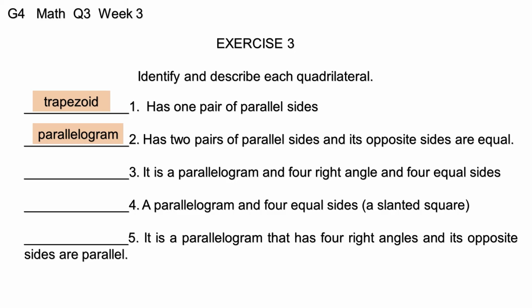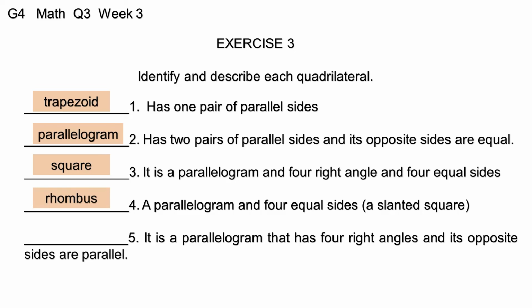It is a parallelogram and has 4 right angles and 4 equal sides. So, parallelogram siya, kind siya ng parallelogram. May 4 na right angles at 4 na equal sides. We call it as a square. Another one, a parallelogram and has 4 equal sides. It is called a slanted square. Nabanggit ko kanina, a slanted square is a rhombus.